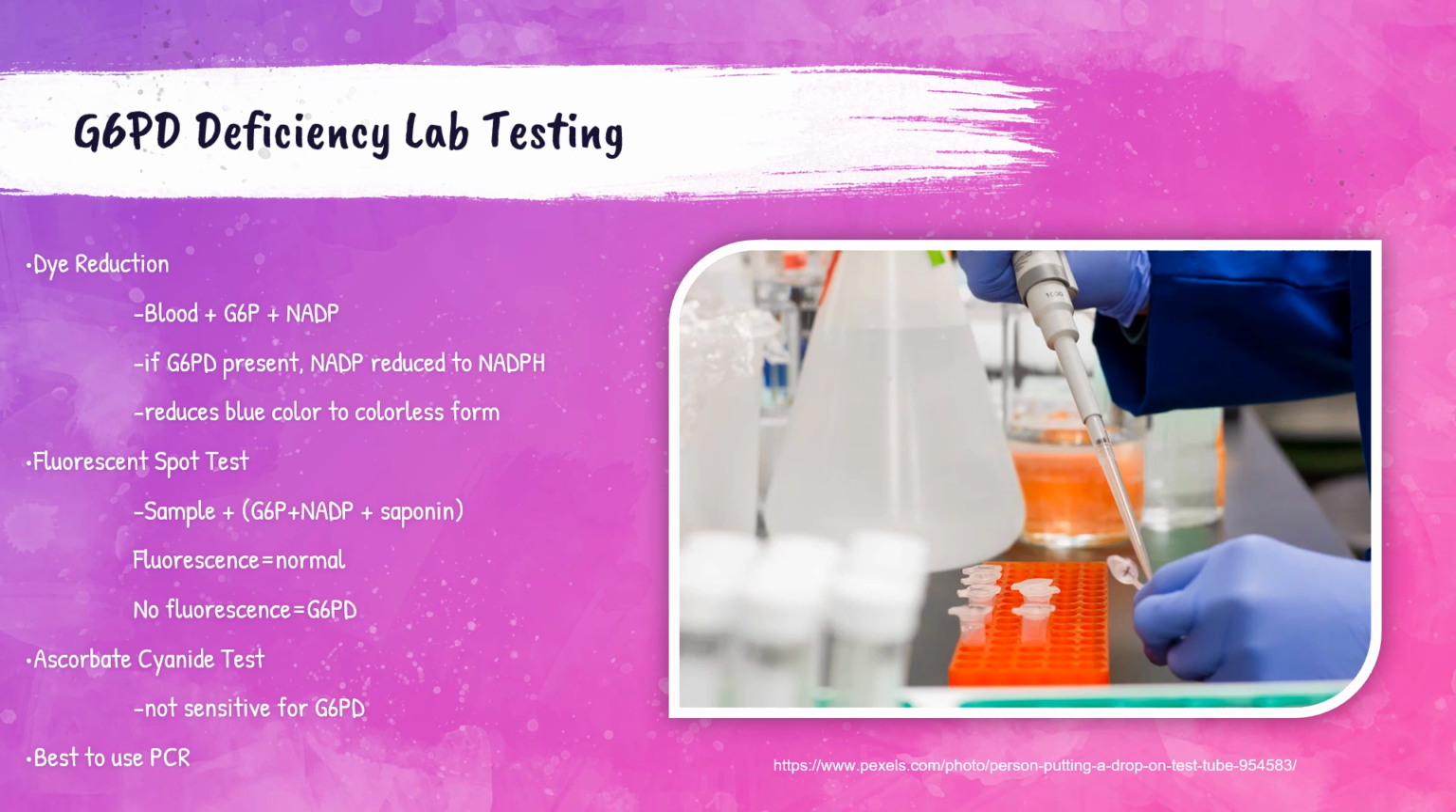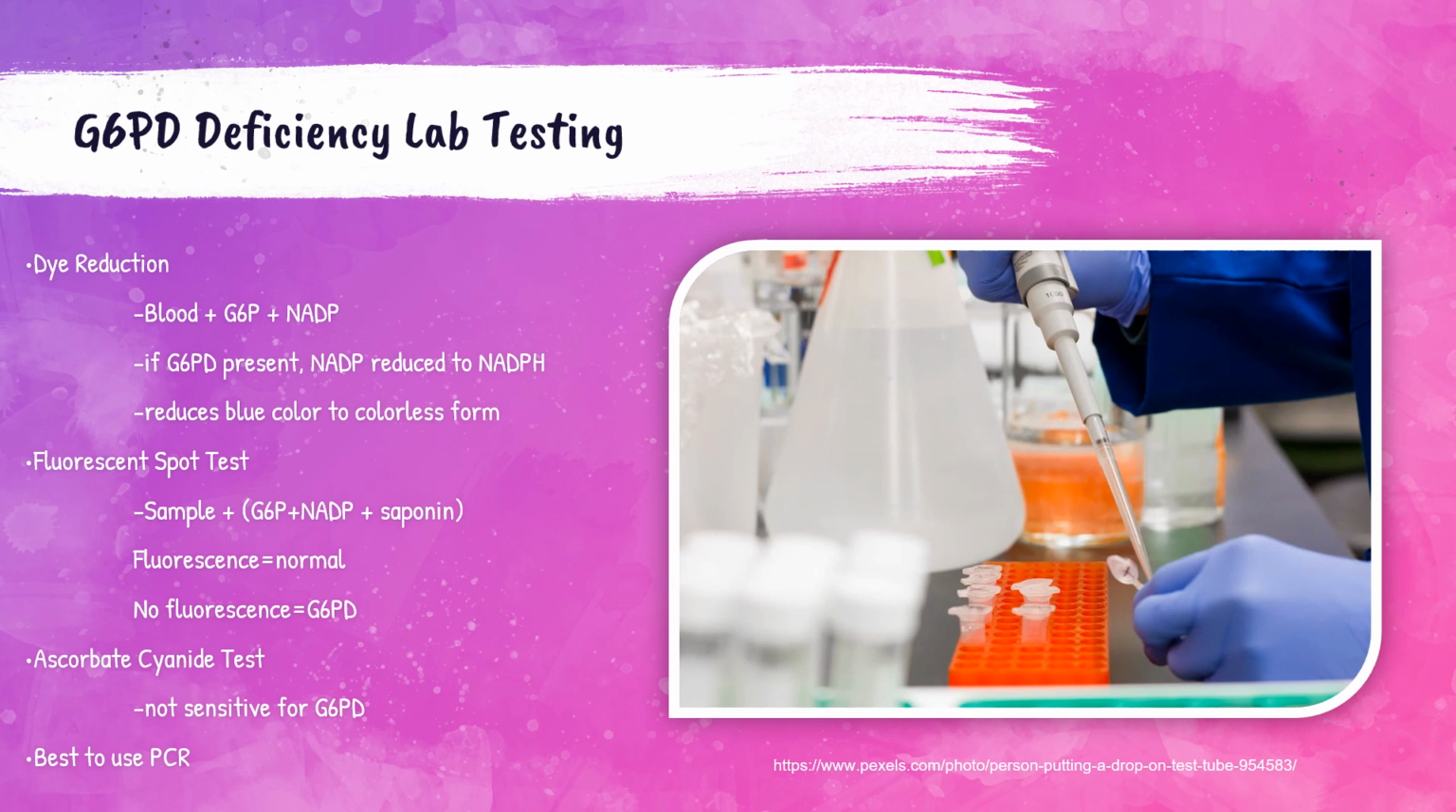So there are a few tests that can be performed to test for G6PD deficiency. There's a dye reduction test. So if the patient has normal levels of G6PD in this test, NADP is reduced to NADPH, which reduces a blue color to a colorless form. So if the blue color remains in the sample during the test, that means there is a deficiency of G6PD.